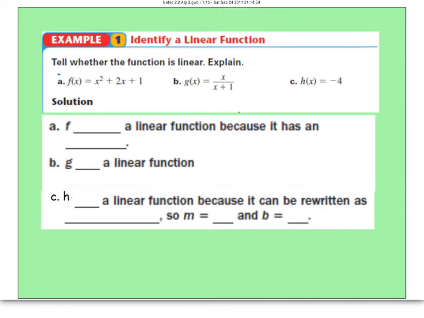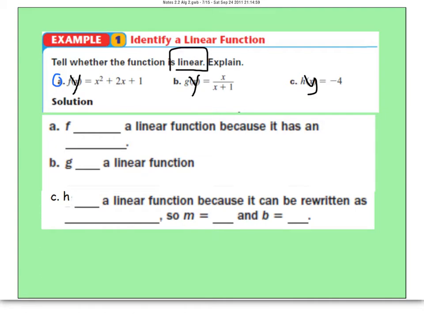So here you see function notation. On letter A, they say f of x equals x squared plus 2x plus 1. If you prefer, you can just write it as y equals. It means the same thing. For B, again, they use g of x. That just means y equals. For C, they use h of x. That just means y equals. The question is, they want you to say if these are linear.